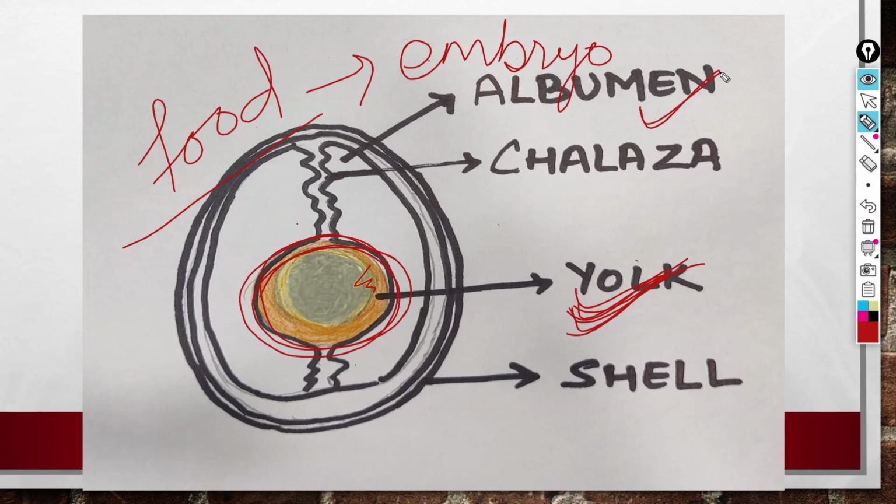This albumin protects the embryo, and yolk provides food. So okay friends, I think you all have understood about this egg.